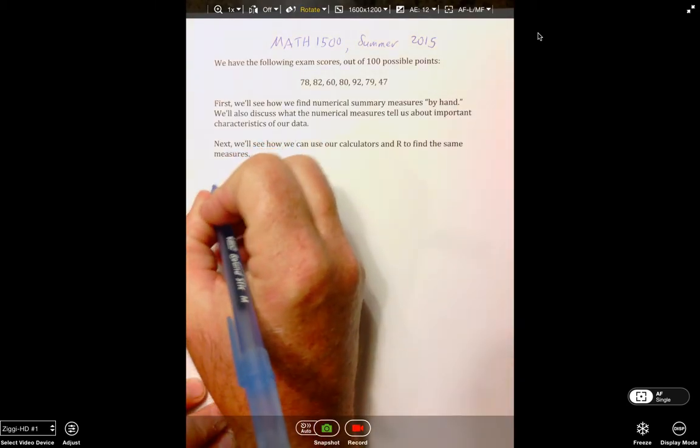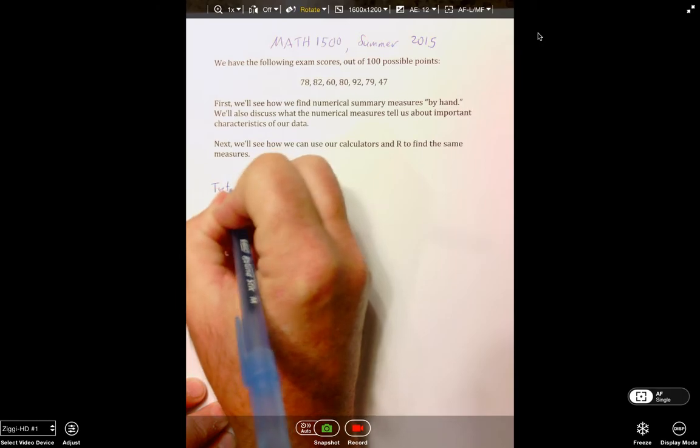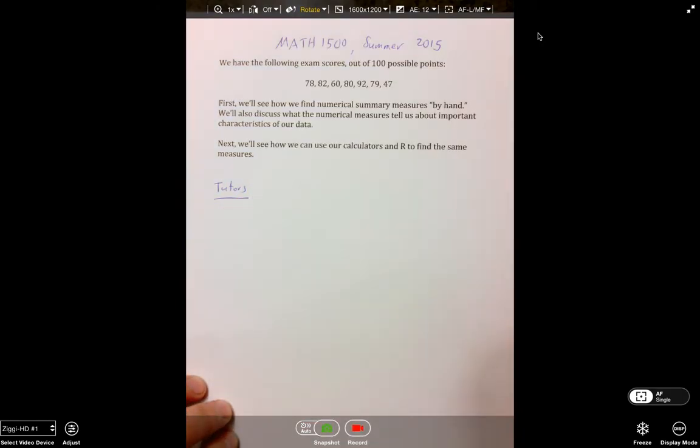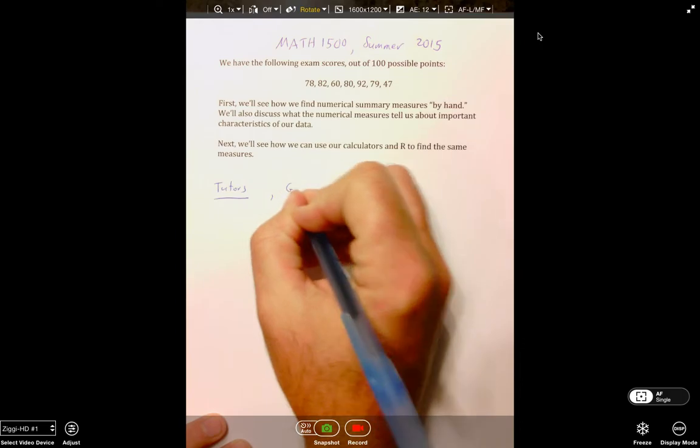Now, one thing before we get started: what happens if you need help? And from time to time in statistics you will. Well, it turns out that we have graduate assistants. I call them my GAs. Not only do I teach statistics, I'm director of the graduate program in the Department of Mathematics. So I oversee the graduate assistants, and one of their duties is to tutor undergraduate students.